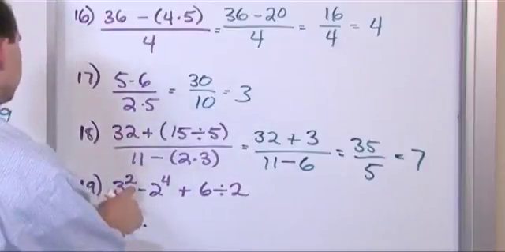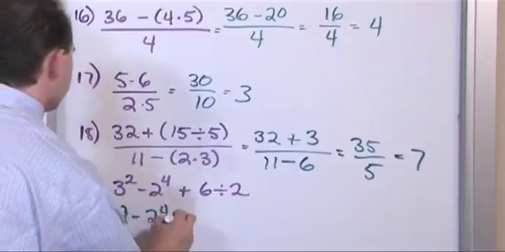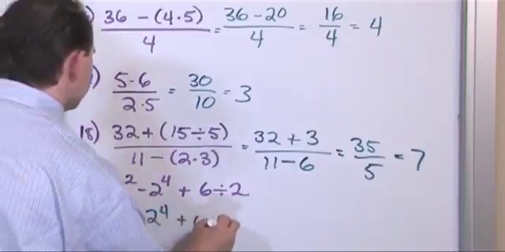3 squared, 3 times 3 is 9, minus. We still have the 2 to the 4th power to deal with. We still have the 6 divided by 2 to deal with.